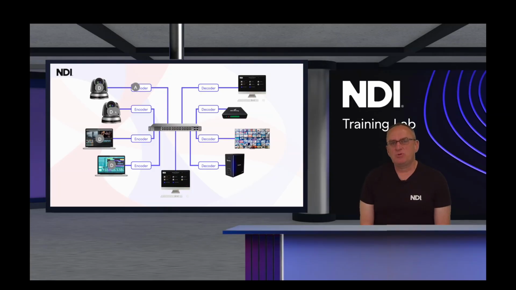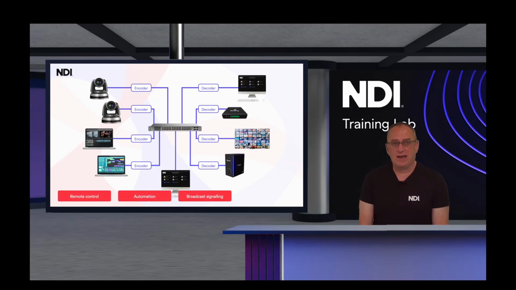One of the lesser known but most powerful features of the NDI protocol is its native support for metadata. Now, this capability enables devices and software to exchange structured information alongside video and audio, opening the door to remote control, automation, broadcast signaling, camera settings exchange, and many more applications. So why does metadata matter in NDI? Well, NDI embeds metadata directly into its transport stream using UTF-8 XML, a flexible and extensible format.